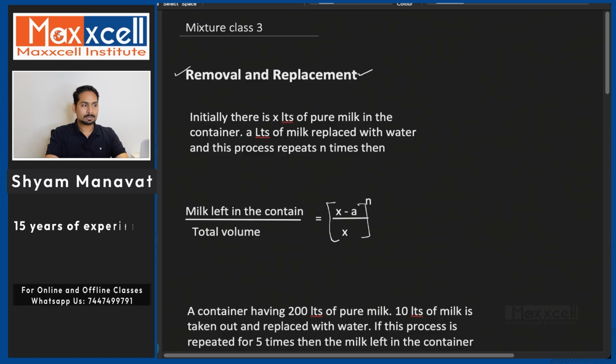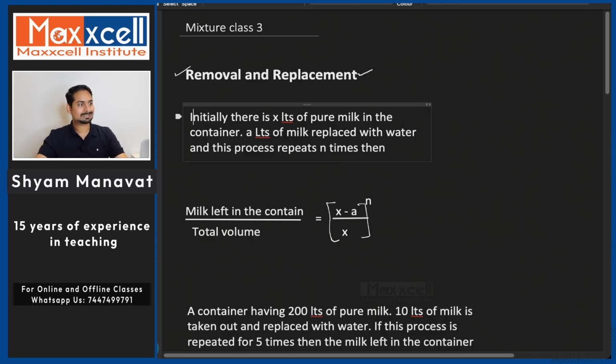Okay, so we have a situation here. Let's assume initially there is X liters of pure milk in the container. A liters of milk is replaced with water. A liters of milk replaced with water means what? You have X liters of total milk, you remove A liters of milk and replace that with water. That means you're going to add A liters of water.